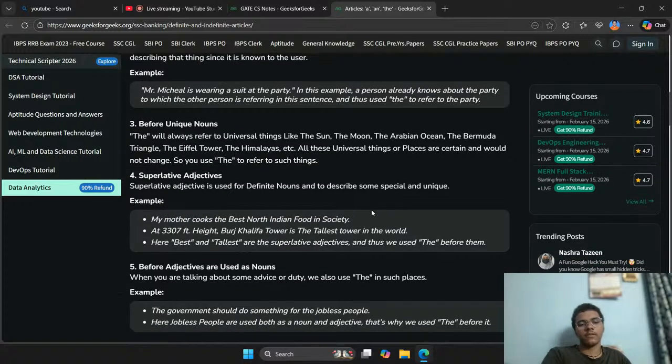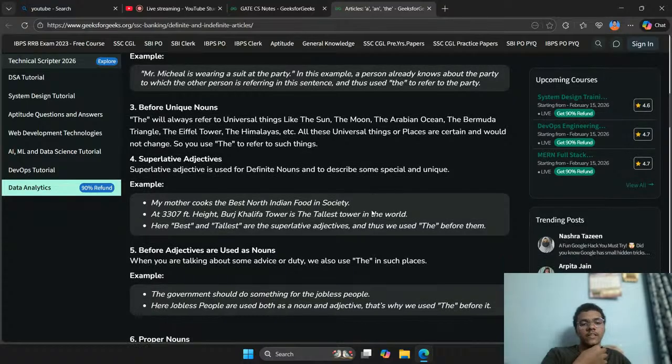Before unique nouns, the will always refer to universal things like the sun, the moon, the Arabian Ocean, the Bermuda Triangle, the Eiffel Tower, the Himalayas, etc. All these universal things or places are certain and would not change, so you use the to refer to such things.